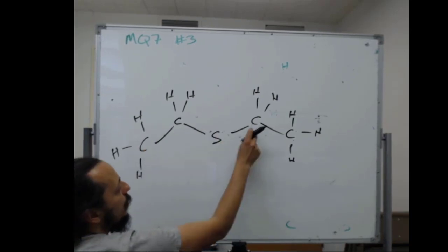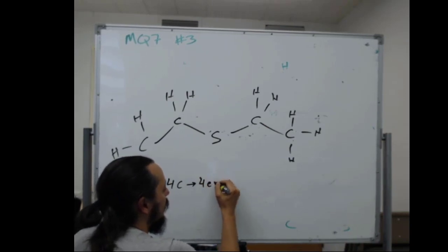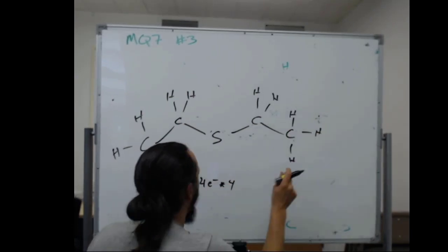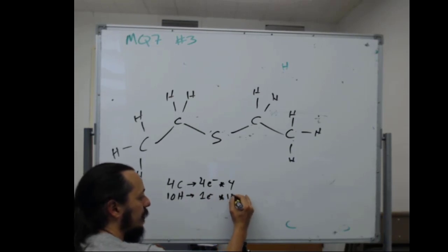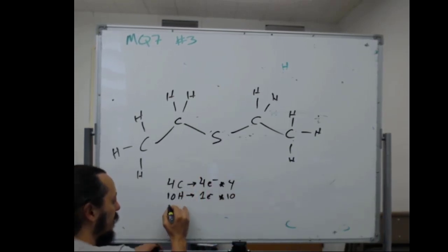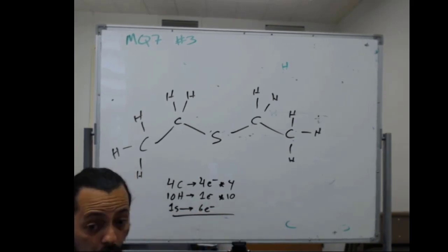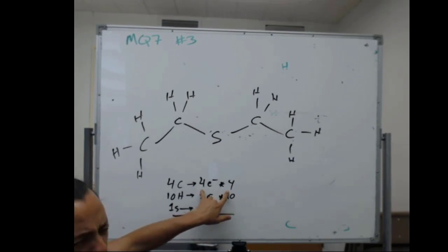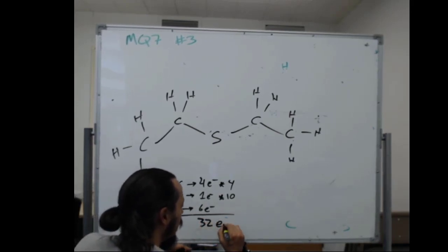So I'm going to have 1, 2, 3, 4 carbons, bringing 4 electrons each. I'm going to have 1, 2, 3, 4, 5, 6, 7, 8, 9, 10 hydrogens, bringing 1 electron each. And I'm going to have 1 sulfur, bringing 6 electrons. There's no charge on the molecule, so we'll just go with that. Now I have to do some math. 4 times 4 is 16. Plus 6 would be 22. Plus 10 would be 32 electrons.